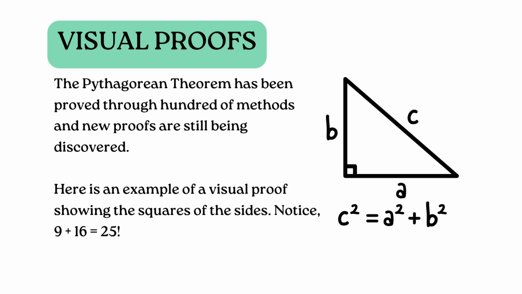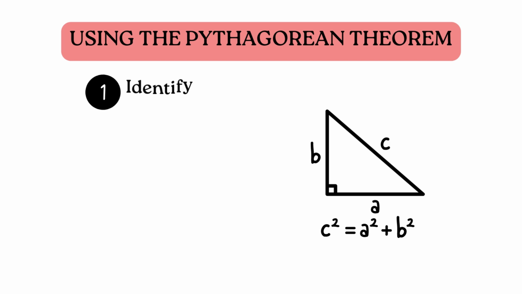Visual proofs. The Pythagorean theorem has been proved through hundreds of methods, and new proofs are still being discovered. So here is an example of a visual proof showing the squares of the sides.